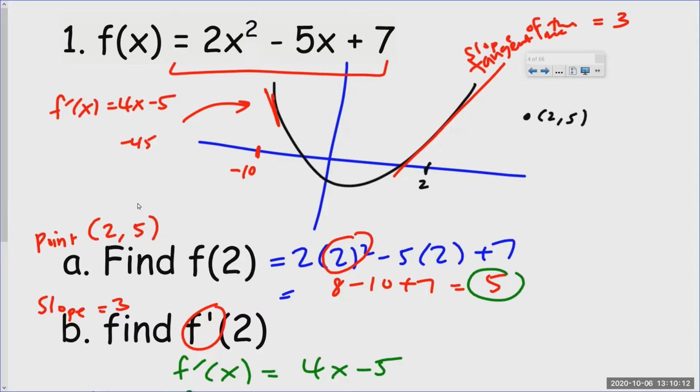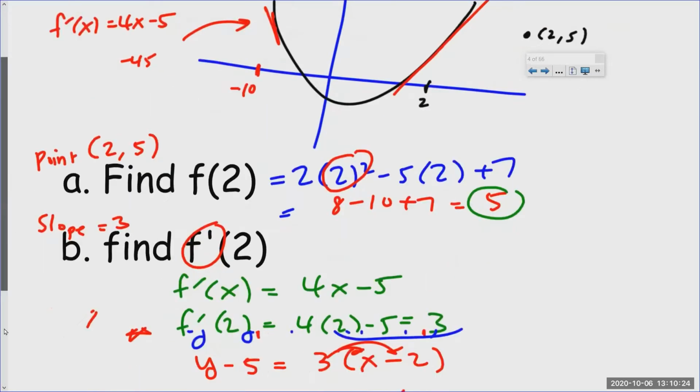Negative 45, right? You would just plug in negative 10 right there. That would be negative 45. Do you see what derivative means? It's just the slope at that point, okay? Instantaneous rate of change. All right, so we're going to move on in our notes.